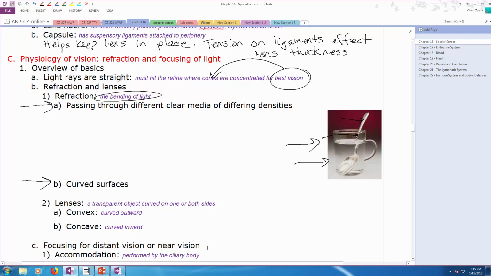And we'll just go ahead and stop there and finish off this area next time, because vision is half of this chapter.